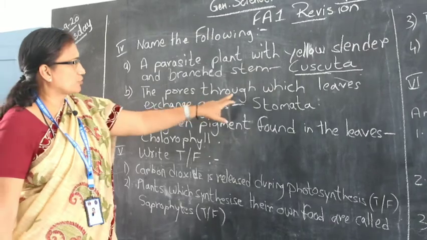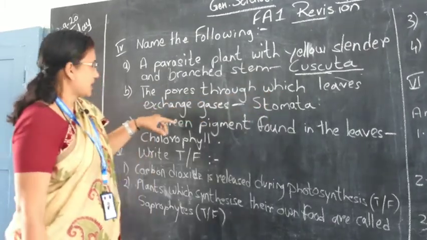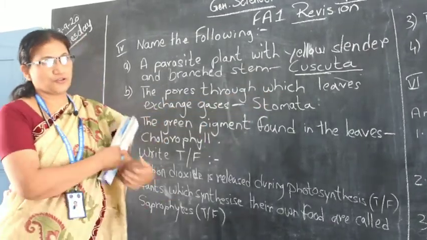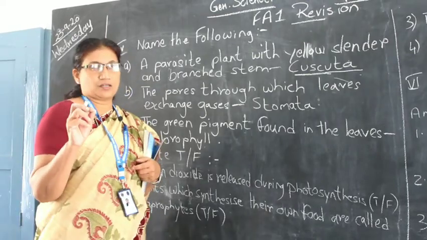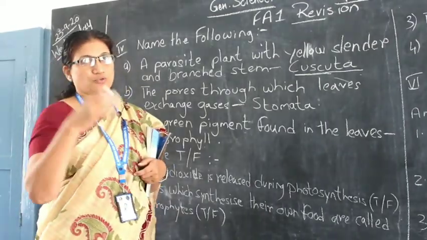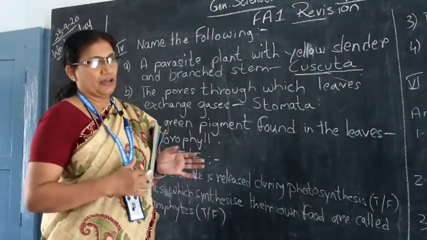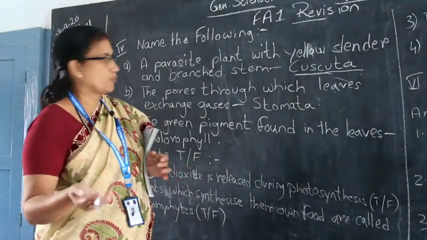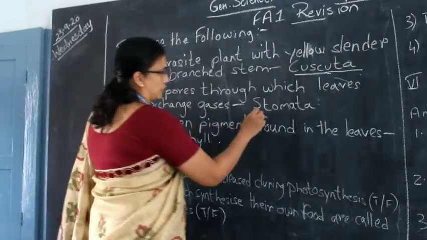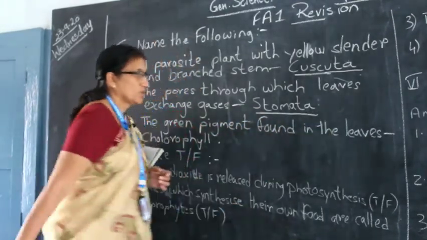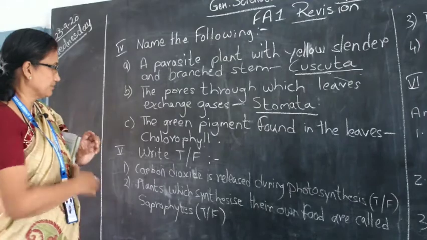The pores through which leaves exchange gases. I told you yesterday that on the leaves there are tiny pores, tiny holes through which it takes in sunlight, manufactures its own food, and gases are released between these pores. Those pores are called stomata.